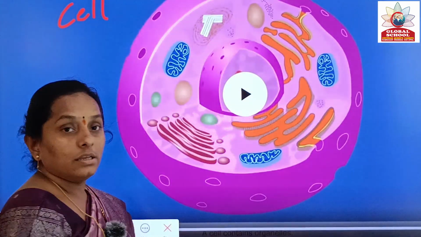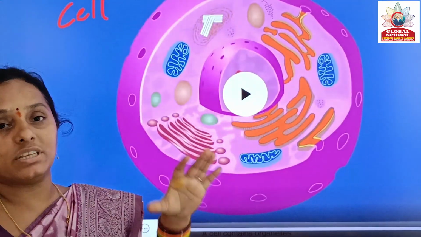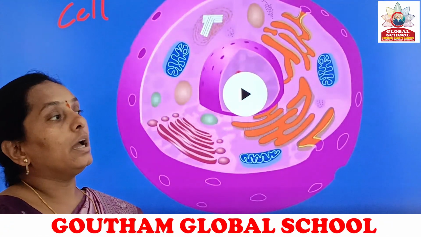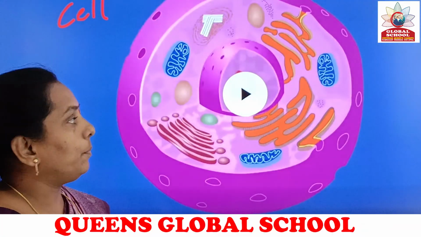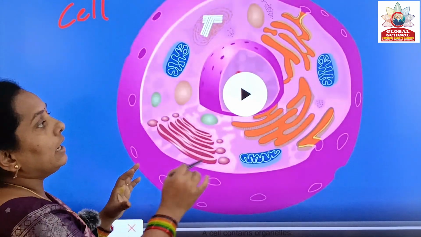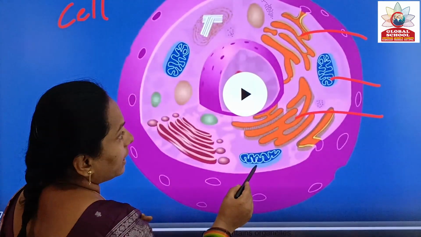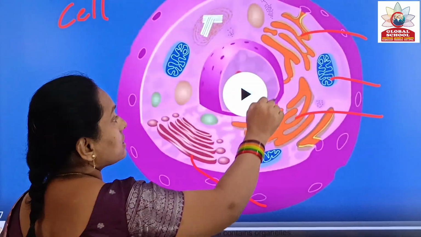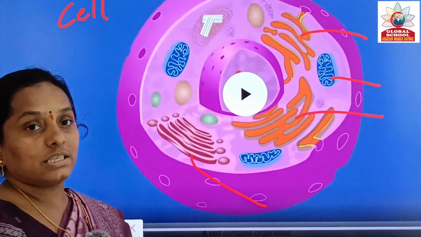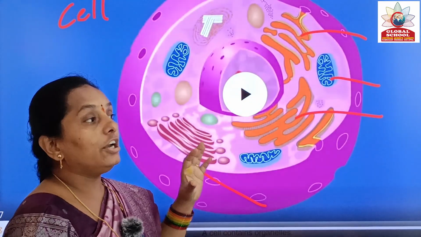See, cells from one organism to another organism may be different. Animal cell structure will be a little different compared with the plant cell. Again, a cell will have different parts. See, this is mitochondria, endoplasmic reticulum, Golgi apparatus, and this is the nucleus. These small ones are called cell organelles. Cell organelles again have different functions.